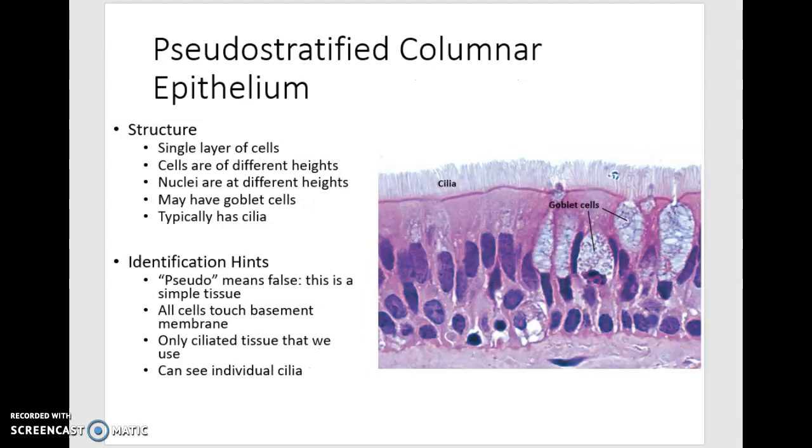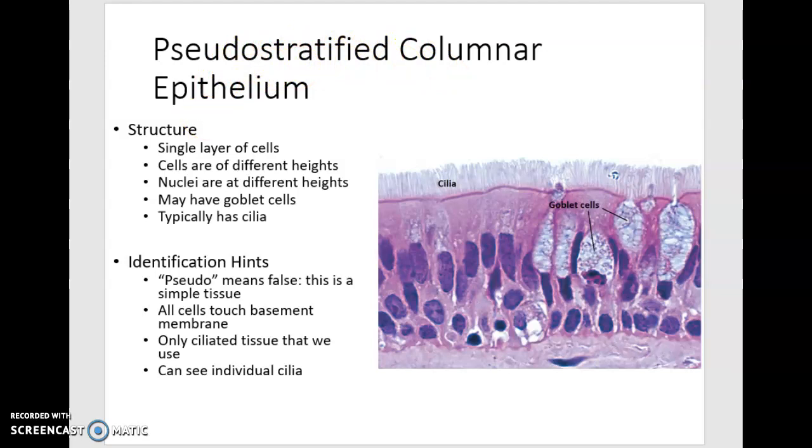All right, pseudostratified columnar epithelium. So if you look here, it looks like there's multiple cells, but in actuality, it's just one. The nuclei are at different heights, and the cells are different heights, but there's only one single layer, and you can also see the cilia. You're going to see the individual hairs of the cilia on this type of tissue.